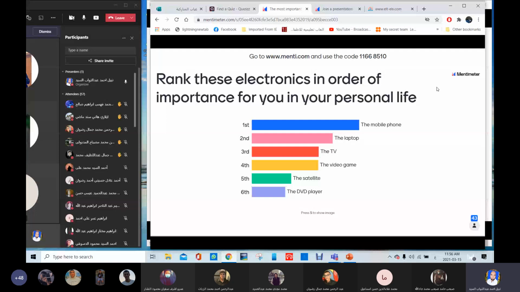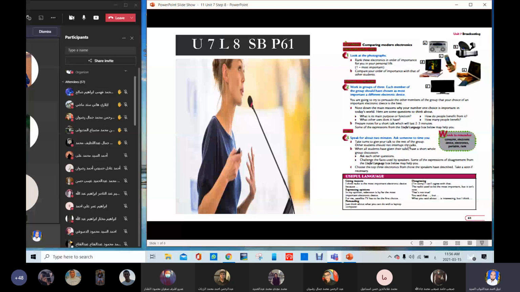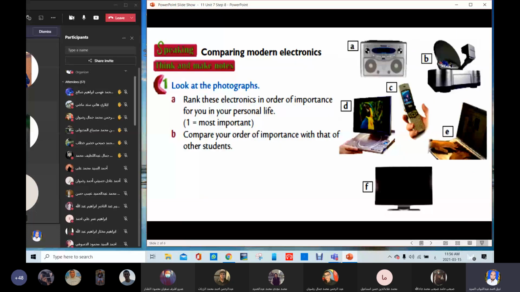Here, as we ranked these electronic devices in order of importance, Hilary, what's number one? The most important electronic device? The mobile phone. The mobile phone is the most important. Why do you think it's the most important electronic device?